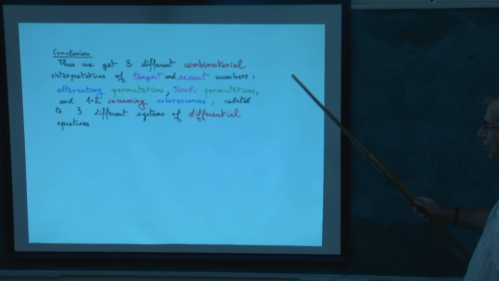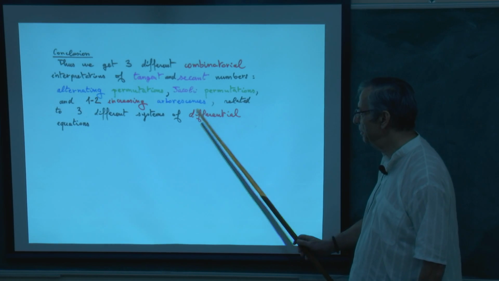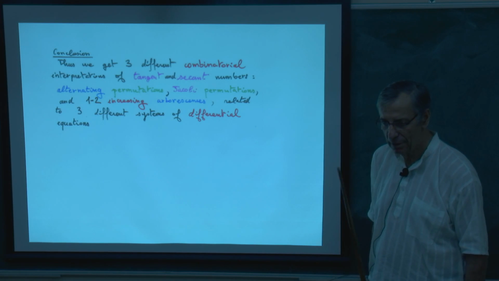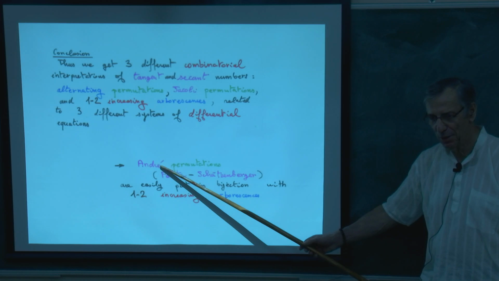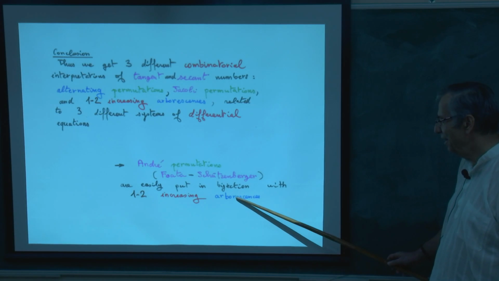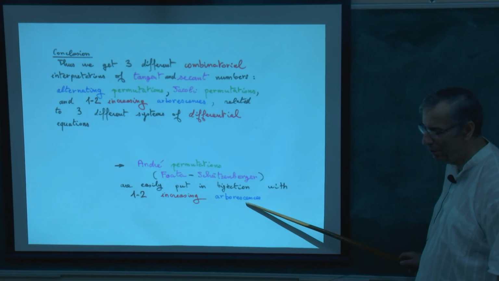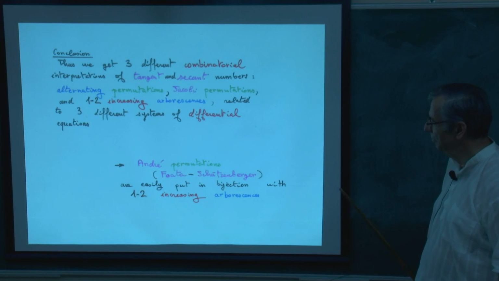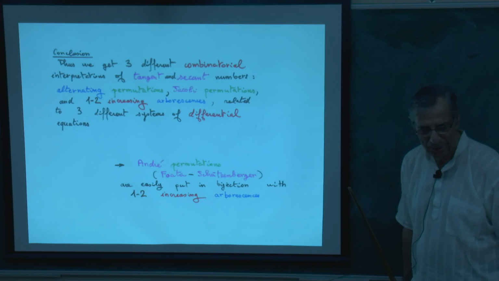So, conclusion: we have three different combinatorial expressions of tangent and secant numbers, with alternating permutations, Jacobi permutations, and 1-2 increasing arborescences, related to three different systems of differential equations. And in fact, when I showed the picture of Schützenberger, I mentioned André permutations. André permutations are very easily put in bijection with this interpretation; 1-2 increasing arborescences are easily related to André permutations. So this is the zoo of tangent, secant, and all related objects.